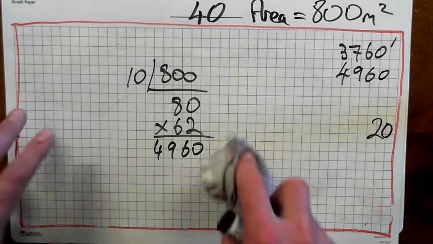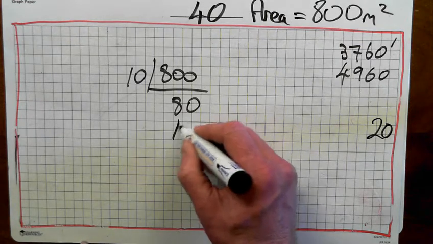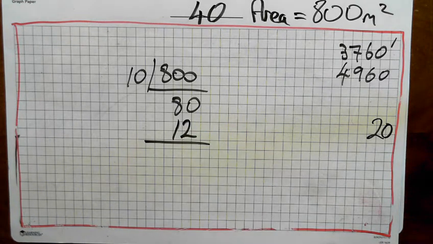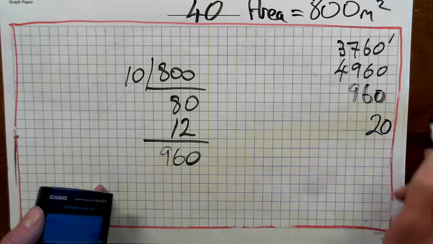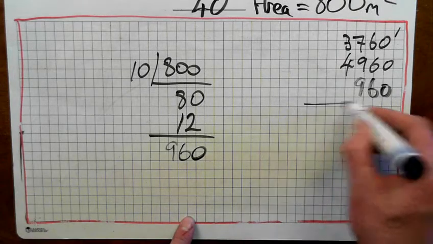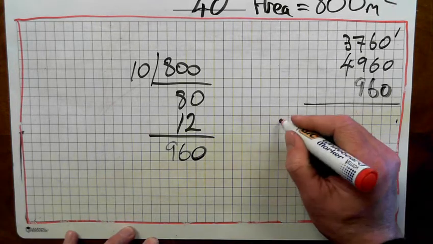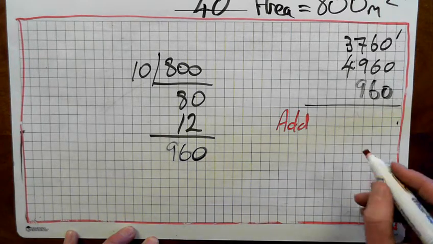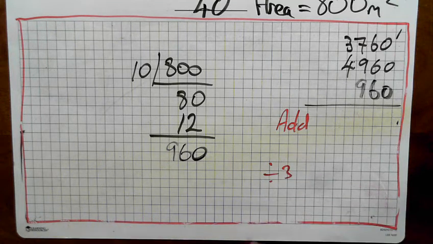And let's say I do it again. I got, okay, 12. And I got 960. Right, what's my last step? What should I do now? Add them up and calculate the average. So add and calculate an average. So add and then divide by 3. So add them all up.